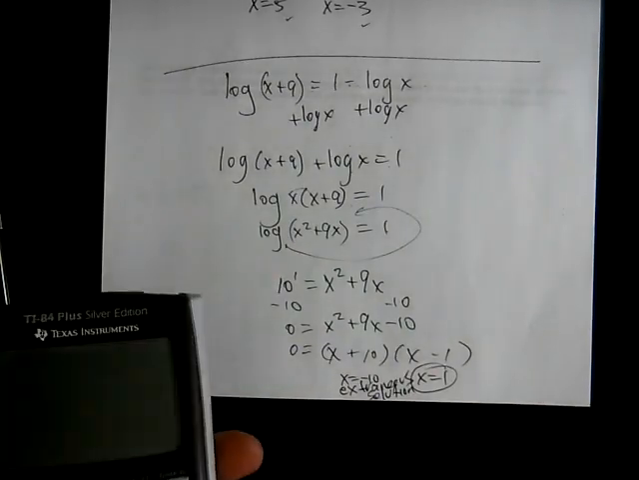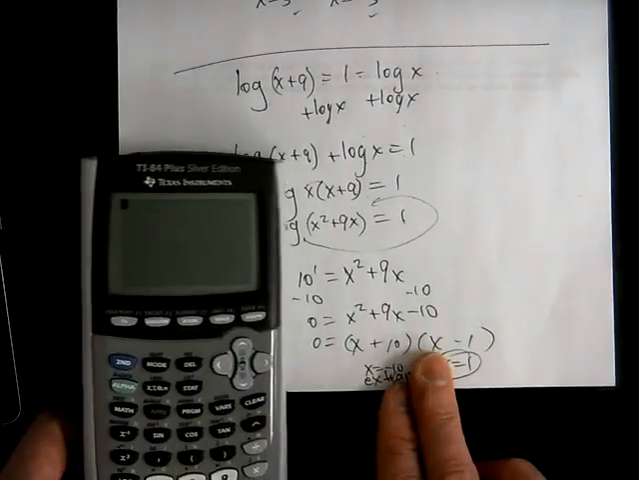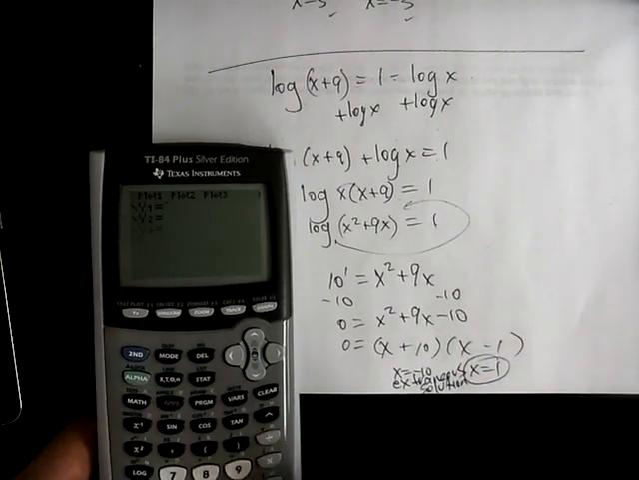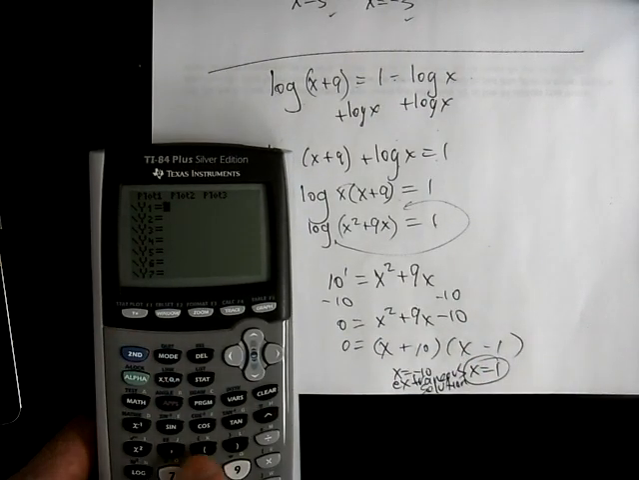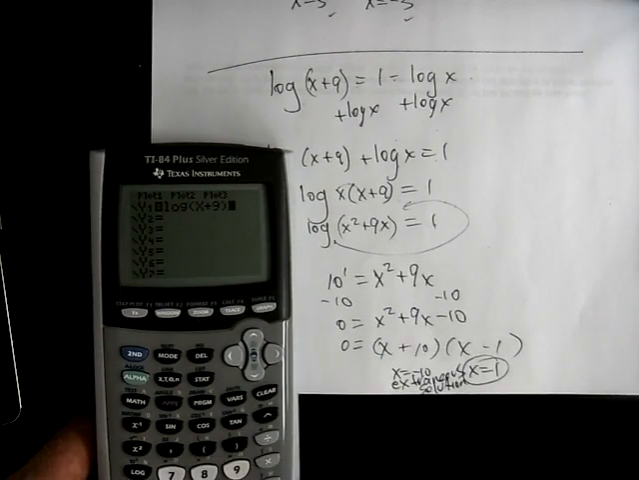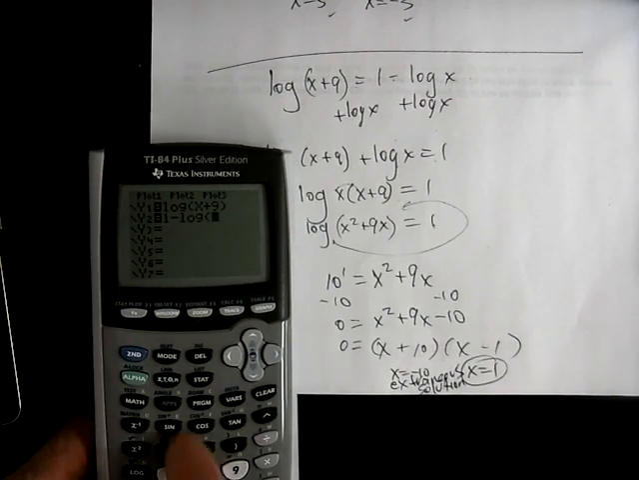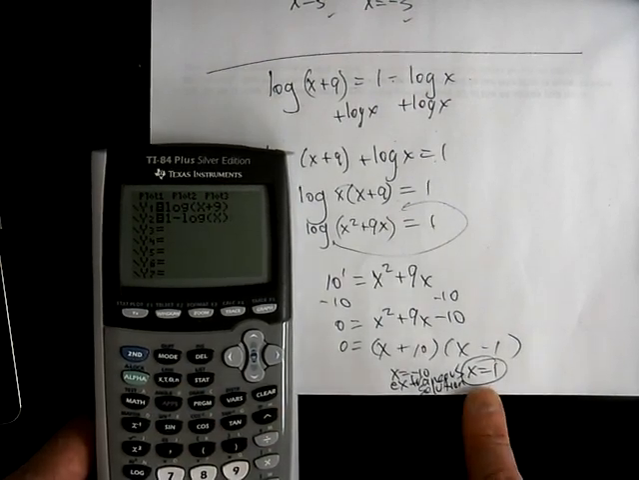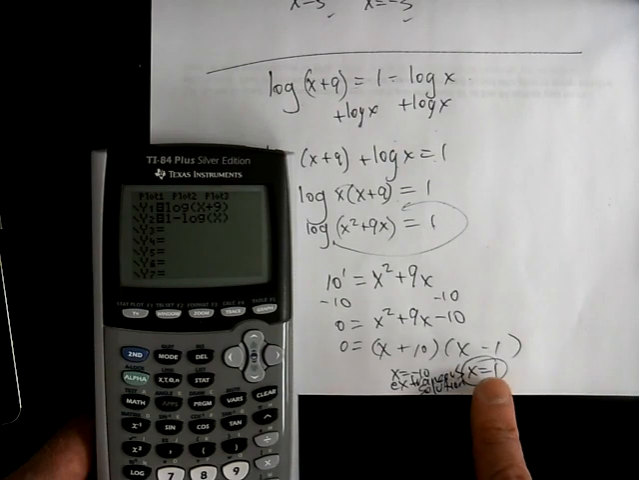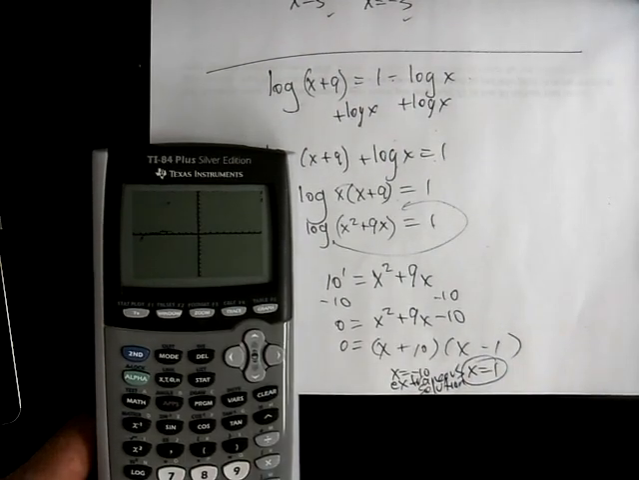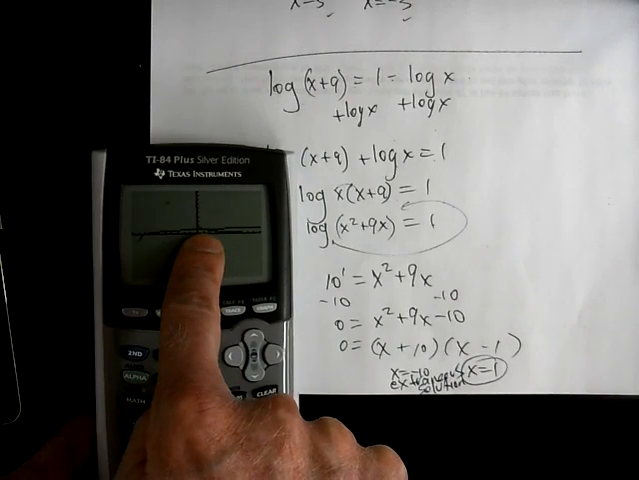I think we can demonstrate that on a graph, I think. Let's see if we can pull that off. So I've got the common log of x plus 9, and I have the log of 1 minus common log of x. And if I graph those, I'm expecting them to only cross where x is 1. So we're going to look for that intersection.